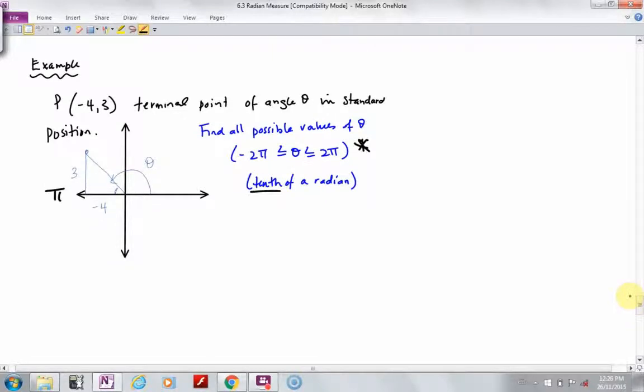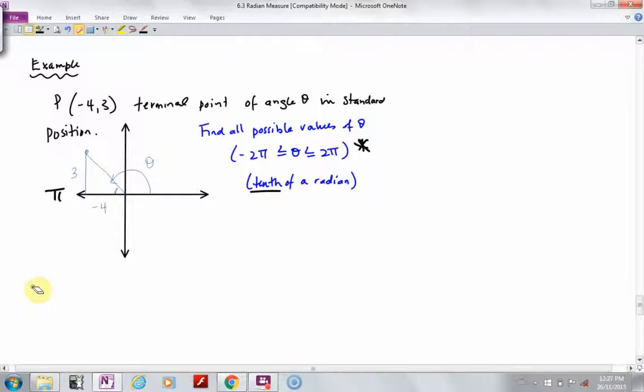So here's an example. I have a point, negative 4, 3. It defines angle theta in standard position, and your job is to find all possible values of theta between negative 2 pi and 2 pi and round them to the 10th of a radian. So we're going to have them rounded off, not in terms of pi. So I've got negative 4, 3 plotted on the coordinate plane. So it's defining a reference angle in the second quadrant, and theta is here.